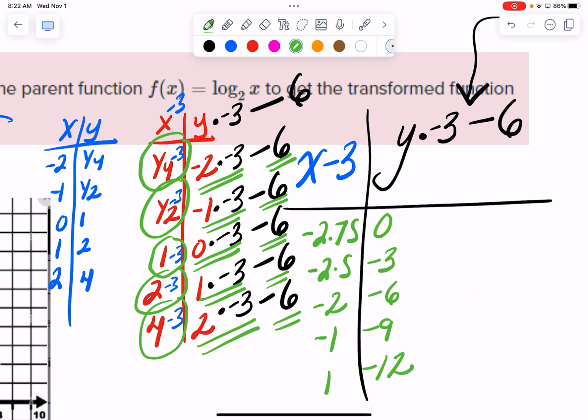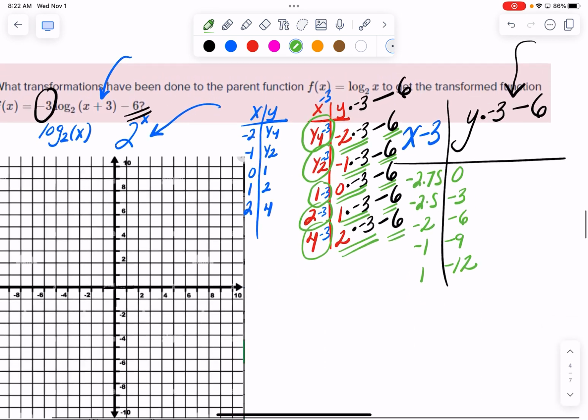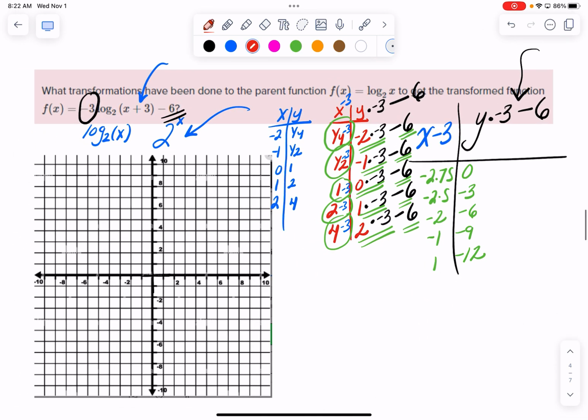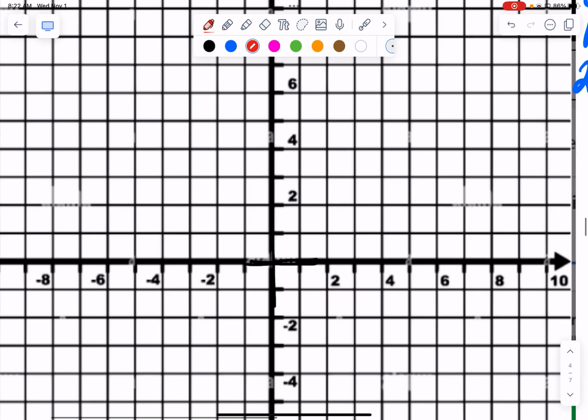Before I graph, it is always recommended to first draw in your asymptote so you can know if something went horribly wrong, because your point should approach your asymptote and not cross it. So we know for logarithms, it'll be at your shift left and right. Isn't it left 3? Yeah. So it's at x equals negative 3. I go put that in real quick.